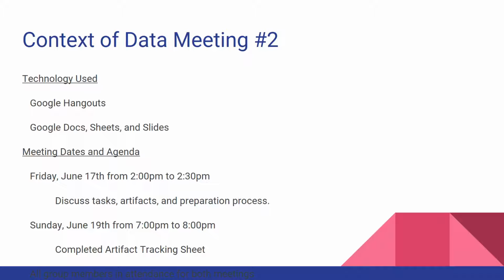Then Sunday, we actually conducted the data meeting from 7 p.m. to 8 p.m. where we worked together to discuss the artifacts and complete our artifact tracking sheet in Google Docs. And we took the time to share and look over the artifacts together and come up with the different categories, whether it was instructional or learning gap, and then also the relevance and prominence of each artifact.